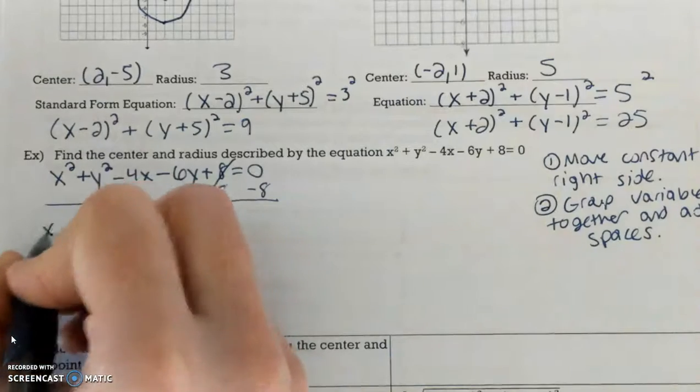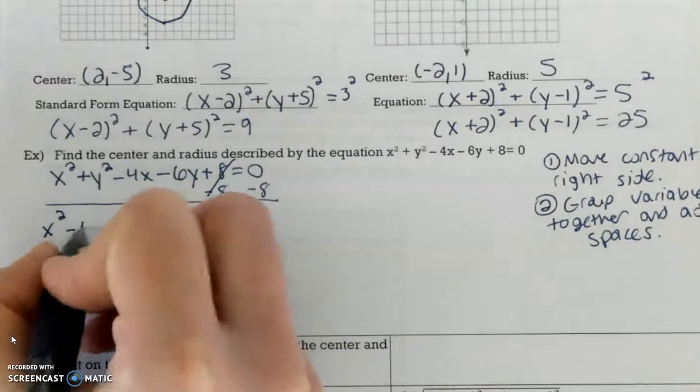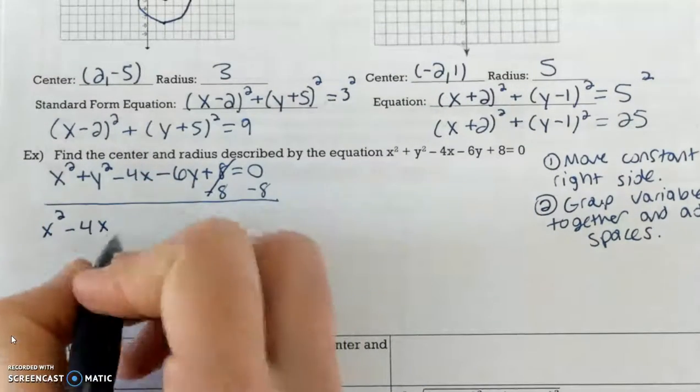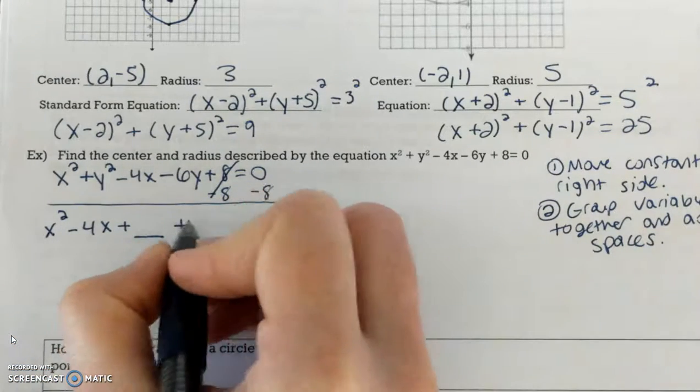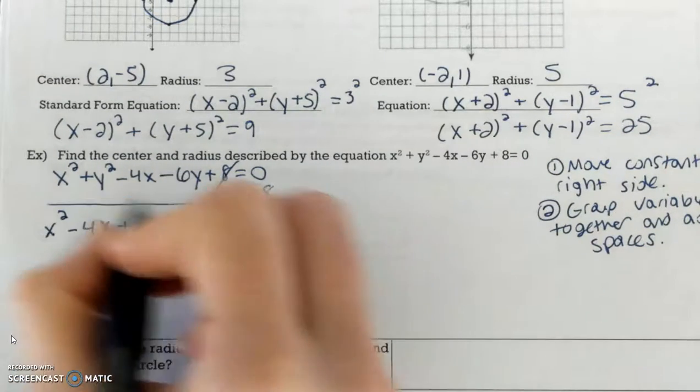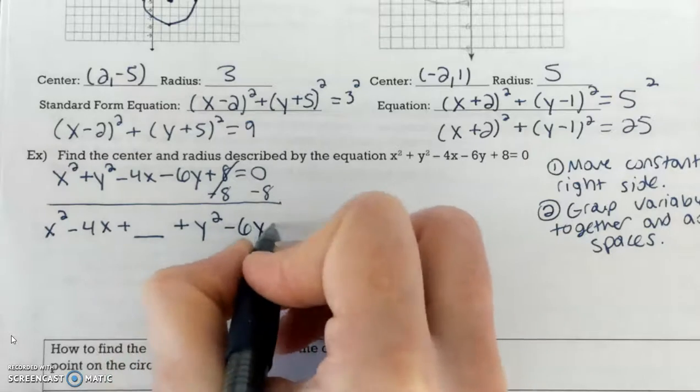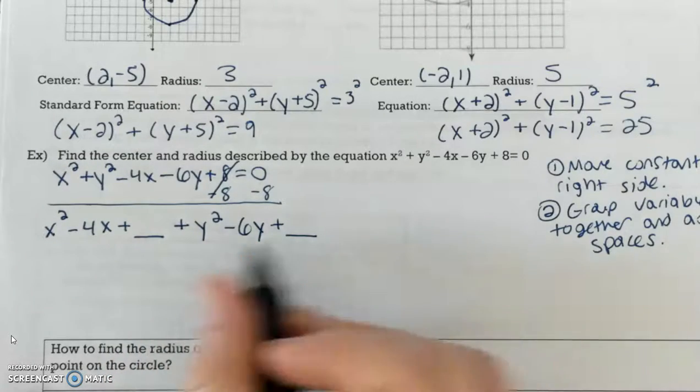All right, so let's start off x squared. Now what comes next is the minus 4x, because they both have x's, plus a blank. That's for our x group, right? Plus y squared minus 6y plus a blank for completing my y group.